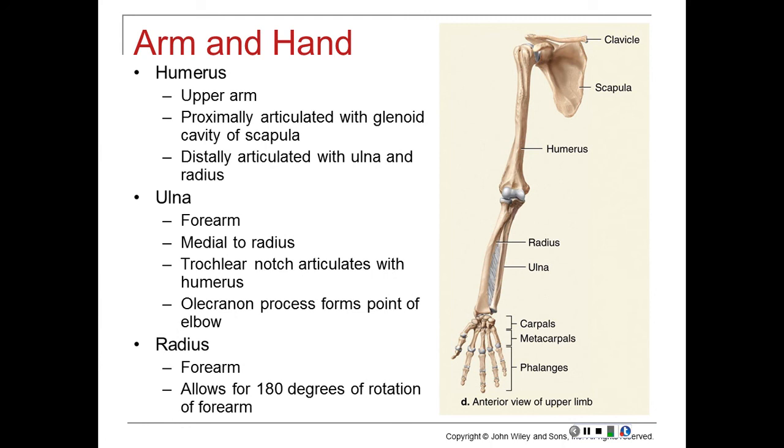So our ulna has a little U-shaped process called the trochlear notch, which goes around this trochlea on the humerus. The radius is on the thumb side of our forearm, and this allows for that 180-degree rotation, or that pronation and supination action of our forearms.